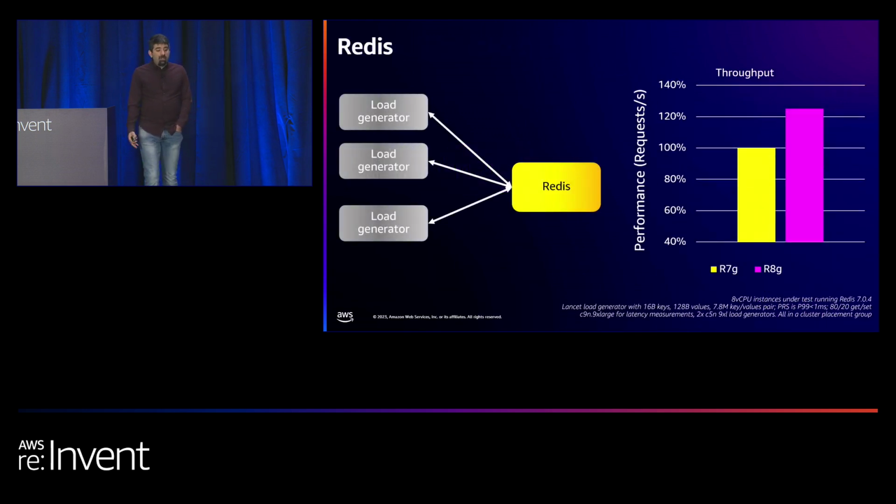And the last one I have for you today is Redis. Redis is a popular key value store. People use key value stores to offload their databases, to quickly look up data, to improve responsiveness for their applications. Here we're using 16-byte keys and 128-byte values. And we have 3 load generators. 2 are generating load, and 1's measuring latency, because latency is a very important component of this workload. And here you see 25% higher performance on Redis.